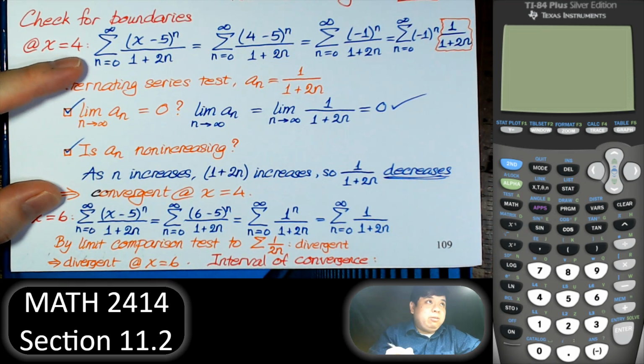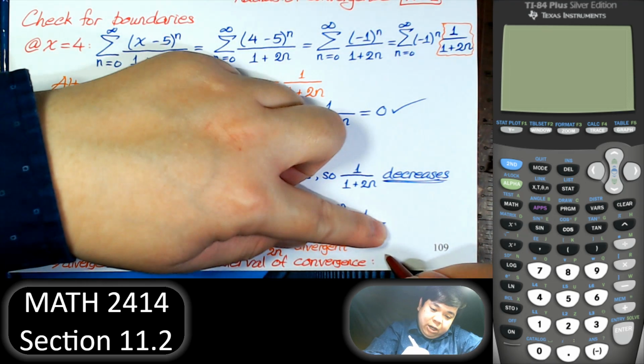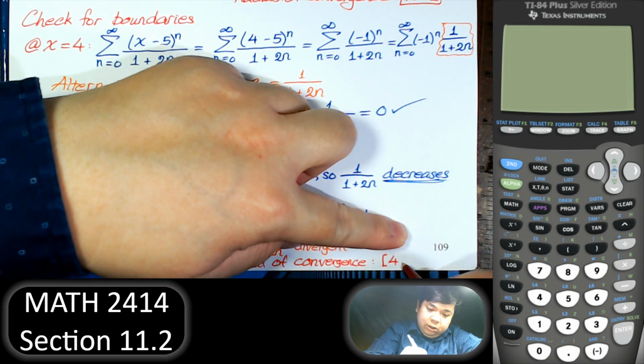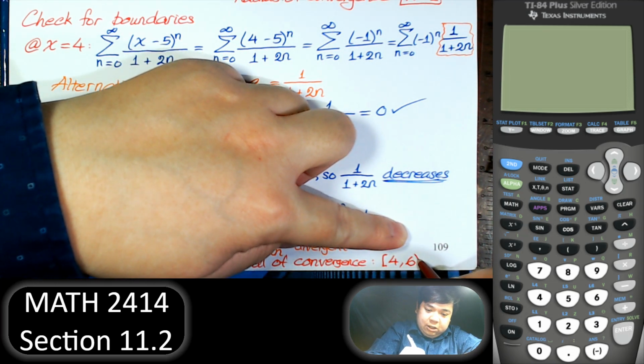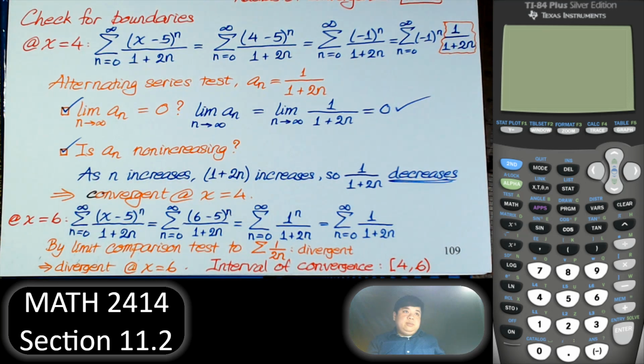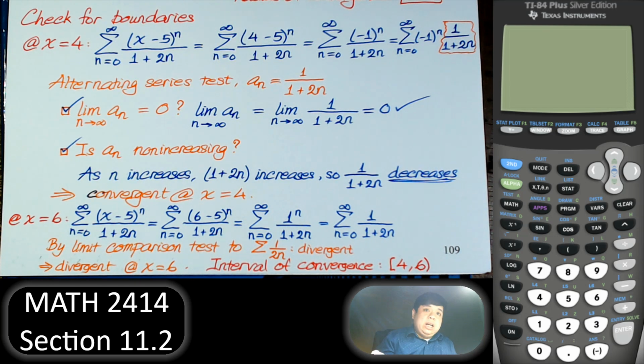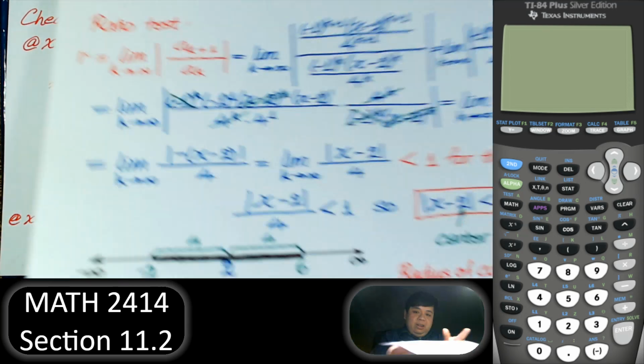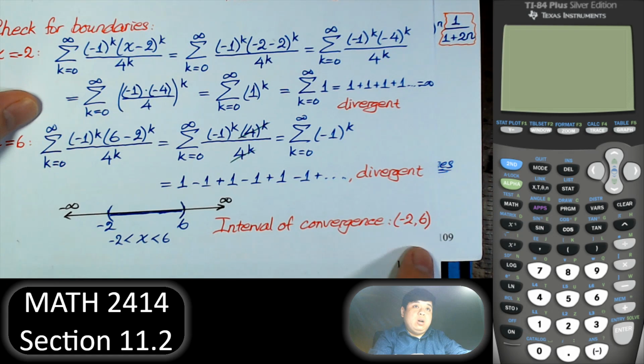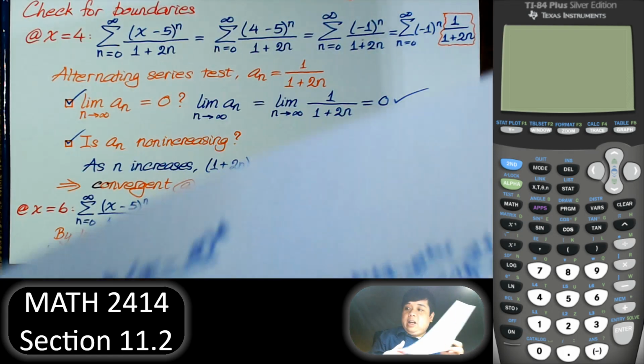It goes from negative and goes to 4 to 6, but including the 4, but not the 6. Yeah, so that's why we need to check the boundary. Sometimes one boundary will work, sometimes both of them will work. In the previous example, none of the boundaries worked. So that's why we need to check.